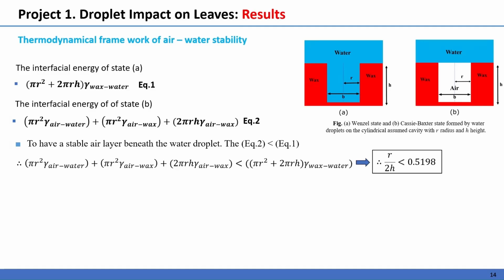To have a stable air layer and air pocket beneath the droplet, equation 2 must be less than equation 1. By solving this, we get the ratio R by 2H, which should be less than 0.15198, where R is the radial distance between two wax features and H is the height of those wax features.